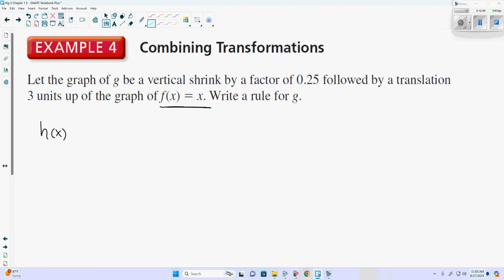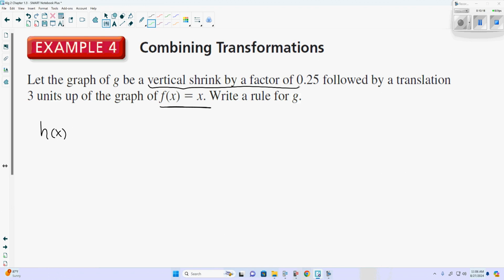Now again, f of x, g of x, h of x, these are just ways to name it. Now the problem wants us to name the final function g of x, yes? Well, we have a few steps in between, so I'm going to name it something else. I just picked h because that's what we've been using. So h of x is going to be the middle step, and then at the end we'll call it the last one, g.